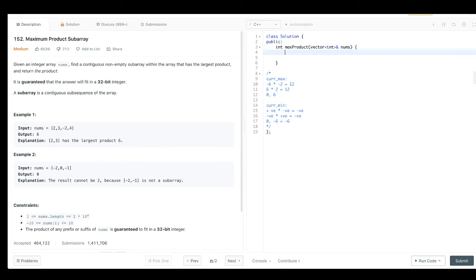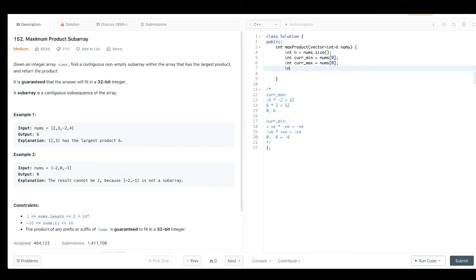So we'll keep n, which will be nums.size. We'll keep a current minimum. Let us initialize it with the first element, because if our array consists of only one element, that element itself will be the current minimum, maximum, as well as our answer. So we'll keep a variable final max, which will be our answer variable, which will store the final maximum product of the entire array, and we'll be returning this final max variable in the end.